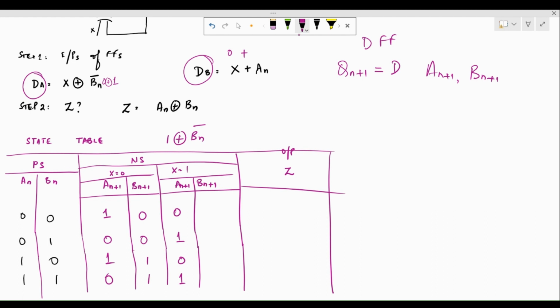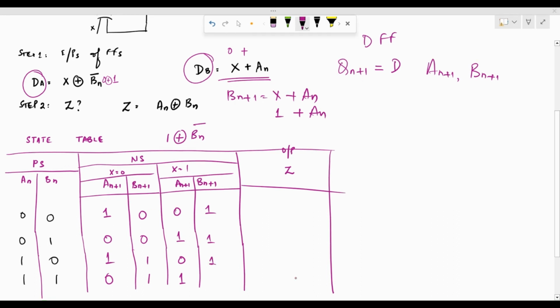Now let's obtain bn plus 1 column. So again, we have to go for this equation. So bn plus 1 is actually x plus an. That is, this plus is the OR operator. So we need to find the OR version of 1 and an. So anything ORed with 1 is going to be 1. So we need not work very hard. We can directly fill up this column.